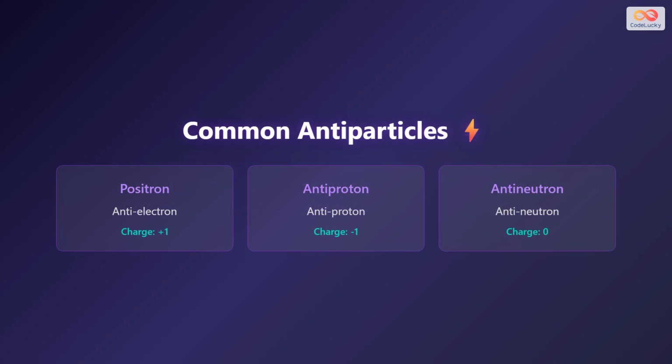Let's look at some common examples of antiparticles. First, we have the positron, which is the antimatter version of the electron. While electrons carry a negative charge, positrons carry a positive charge of +1. Next is the antiproton, the opposite of the regular proton. Unlike protons, which are positively charged, antiprotons carry a negative charge of -1. Finally, there's the antineutron, the antimatter counterpart of the neutron. Even though both neutrons and antineutrons have zero electric charge, they differ in other quantum properties, like their magnetic moment.